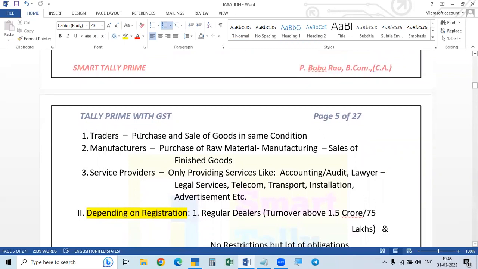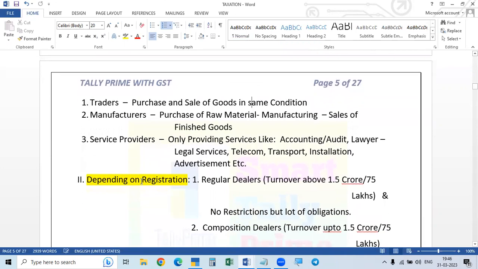They will not purchase goods with some profit, they will sell the goods. Manufacturers purchase some raw material, carry out the manufacturing activity, and sell the finished goods. They are called manufacturers. Service providers provide only services like accounting services, audit services, legal services, telecom, transport, installation services, and advertisement. All these are called services. These people are called service providers.